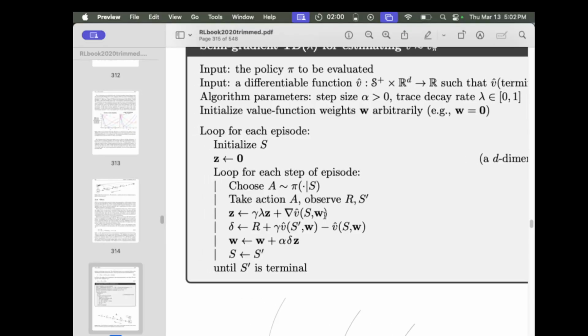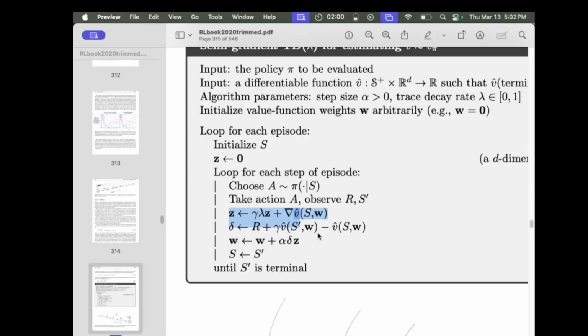This is the key formula. So if lambda was 0, then z would just be exactly the gradient now. If lambda is like 0.5, it says shrink whatever z was before and then add on the gradient now. So you get the gradient now, you get half of the gradient before. And then you shrink it by half again, you're going to get half the gradient before plus a quarter times the gradient 2 steps ago plus the gradient now.